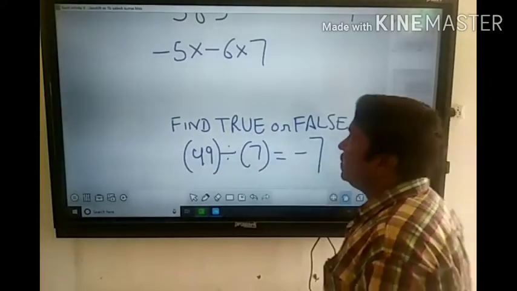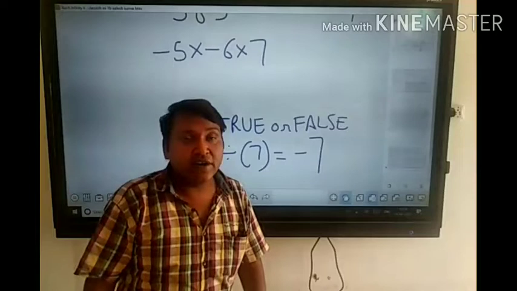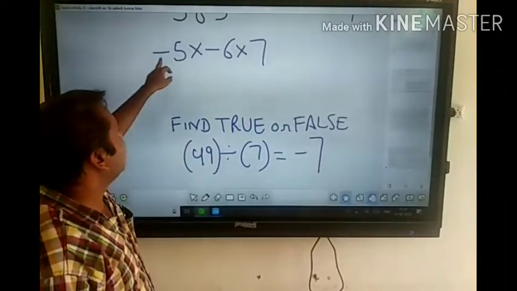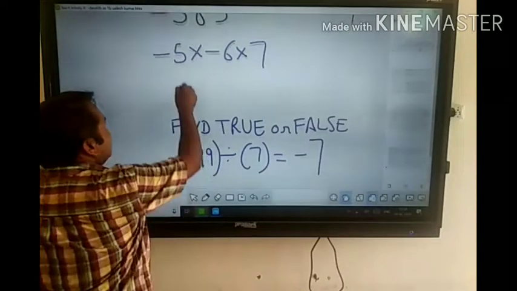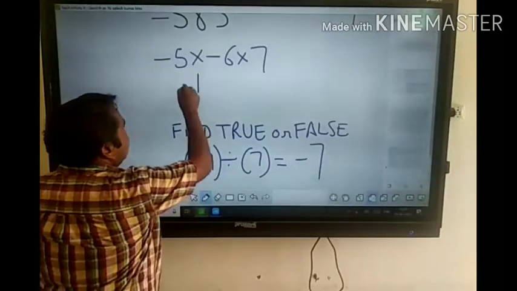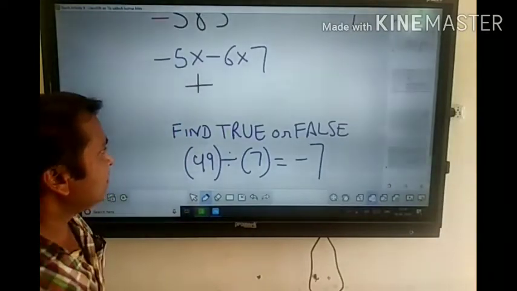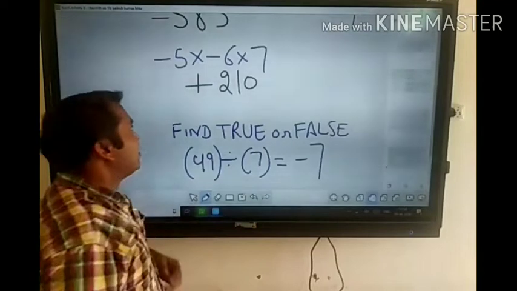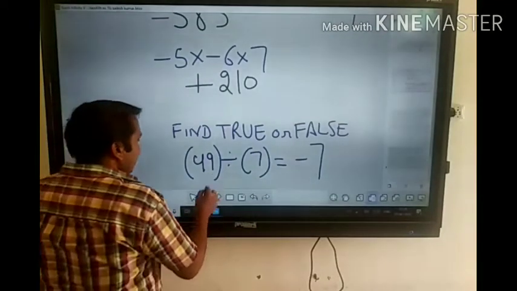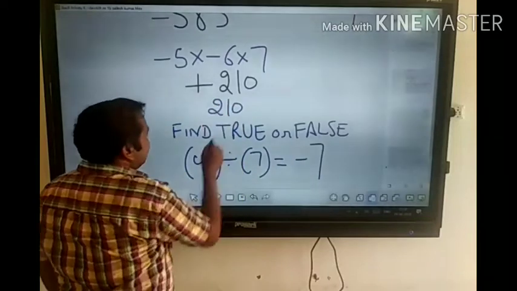Here you will see how many negative symbols are going to be multiplied. Here there are two negative symbols going to be multiplied. So minus and minus is plus, and 5 multiply 6 is 30, and 30 multiply 7 is 210. So plus 210 is the answer. We may write it as 210 only. We may skip the plus symbol.